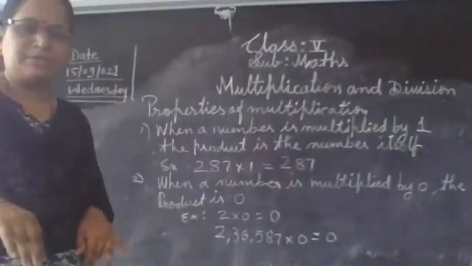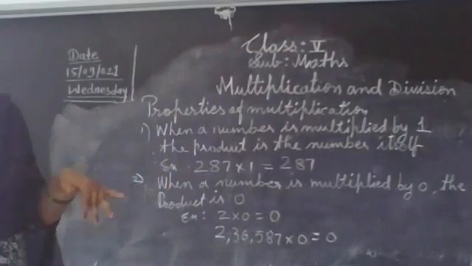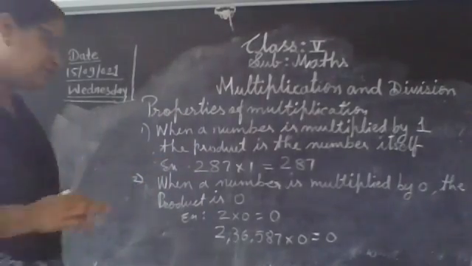Got it, children? So you have to remember these properties. When a number is multiplied by 1, you get the same number, or if a number is multiplied by 0, you will get 0.